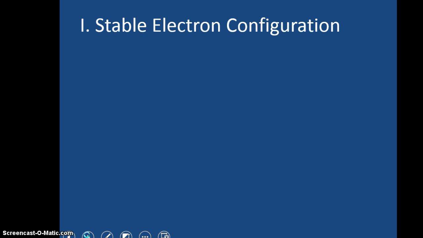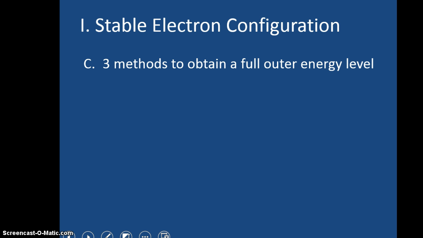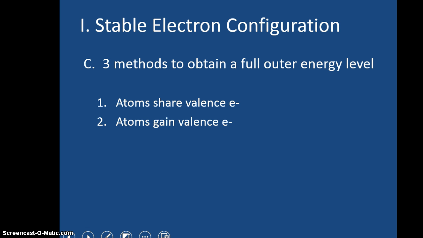A little bit more about stable electron configuration. There are 3 methods to obtain a full outer energy level. Atoms share valence electrons, atoms gain valence electrons, or atoms lose valence electrons.